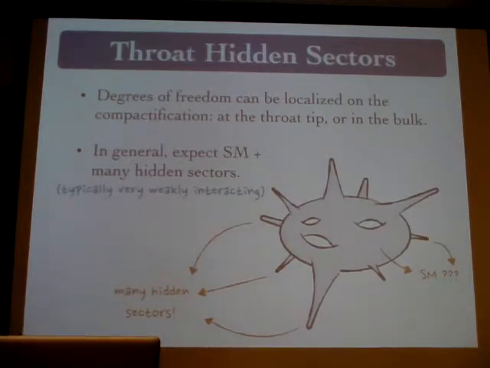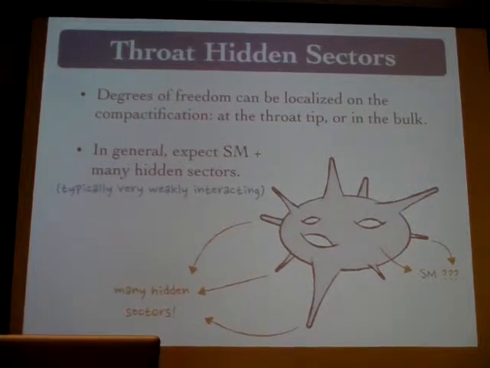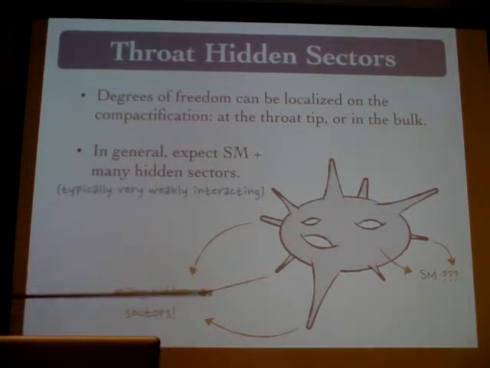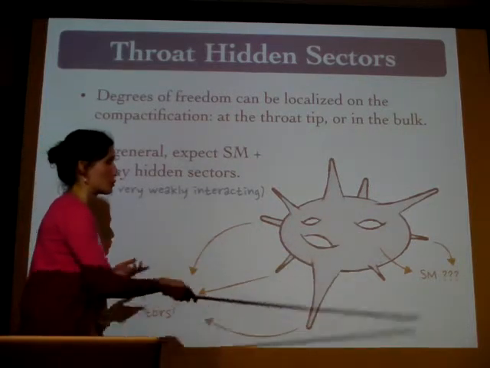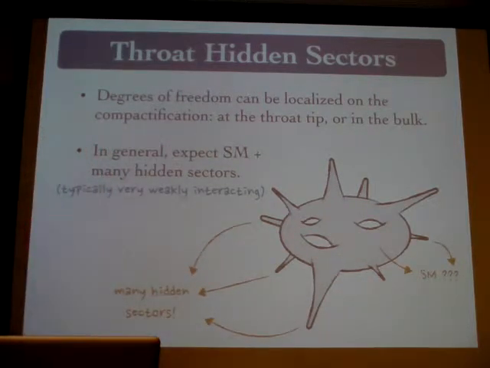Right, so degrees of freedom can be localized anywhere on this compactification. For instance, the visible standard model sector could be localized somewhere in the bulk, or it could be localized somewhere at the tip of one of these throats. And similarly with other degrees of freedom that may not be interacting with us.